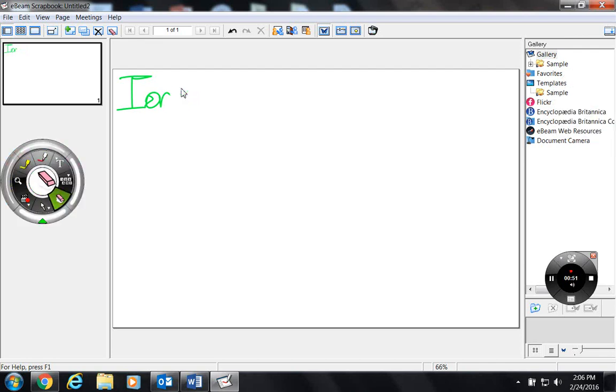Everybody needs to get a piece of paper out. All right. What makes up an ionic compound? Metal and non-metal, or it involves polyatomic ions.